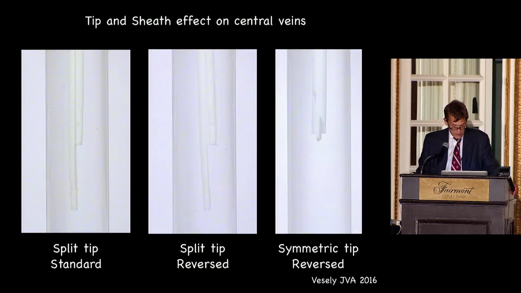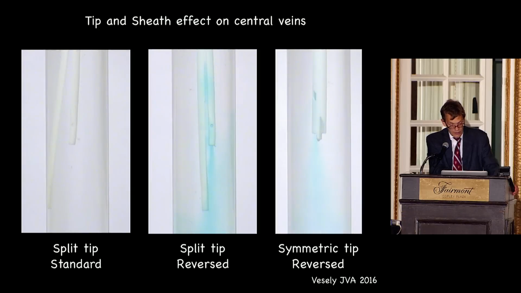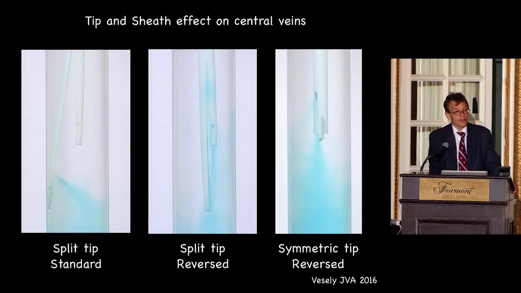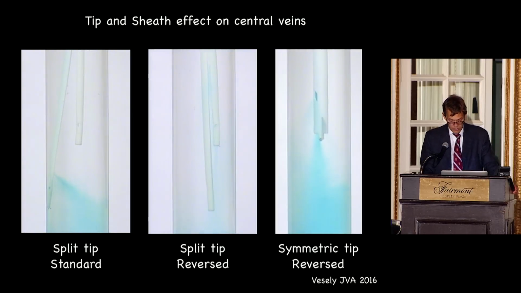Well, this is basically what happens when you put flow through a catheter on the machine. You see a split tip catheter that's run in standard configuration. You can see with a color dye how the sides of the catheter move to the vessel wall and can affect injury, while symmetric tip catheters do not move. They're pretty stable. If you do a split tip reverse, you get a ton of recirculation, and you get this blue dye in between the two catheters, and that's where usually a thrombus forms and then gets into the side holes.